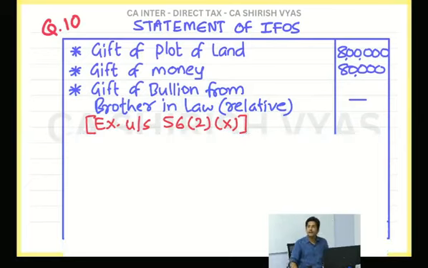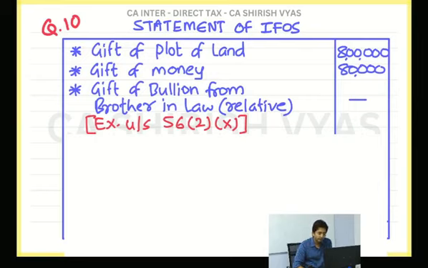See, wherever I am writing dash, I prefer to quote the section. But this section 56, you don't worry much. At least wherever section 10 is there, you have to compulsorily quote. 56 to 10.